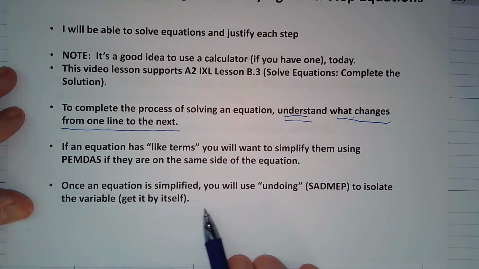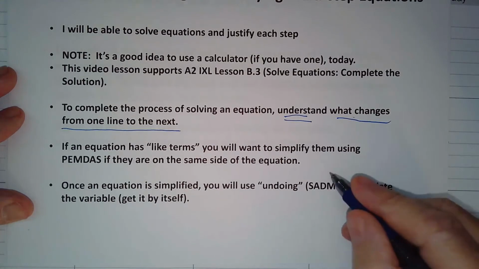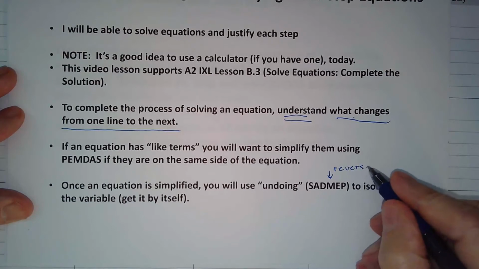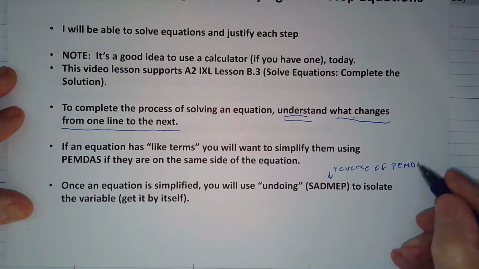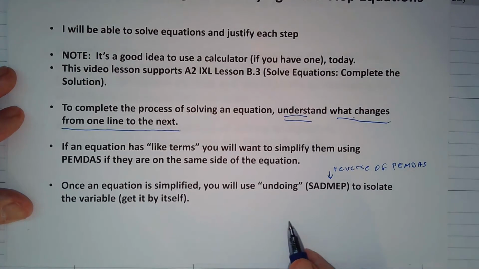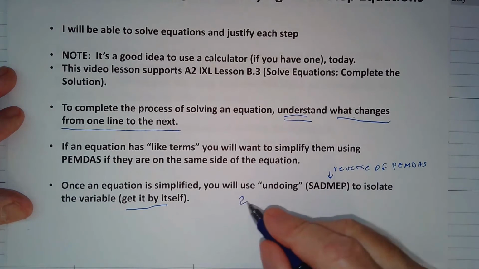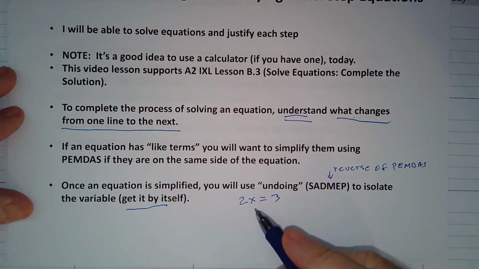Then once the equation is simplified, you will use undoing, which is a reverse PEMDAS. So you're going to use the reverse of PEMDAS to isolate the variable. In other words, get it by itself. Okay? So if you have an equation that's 2x equals 3, you want to isolate this variable by undoing.